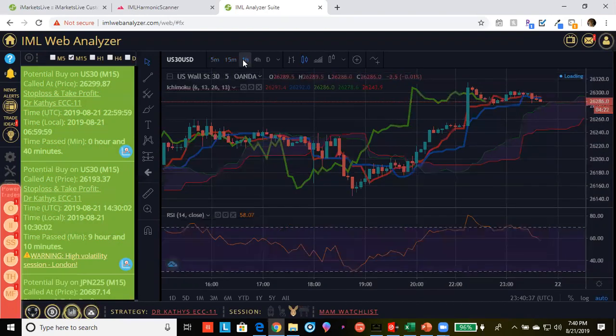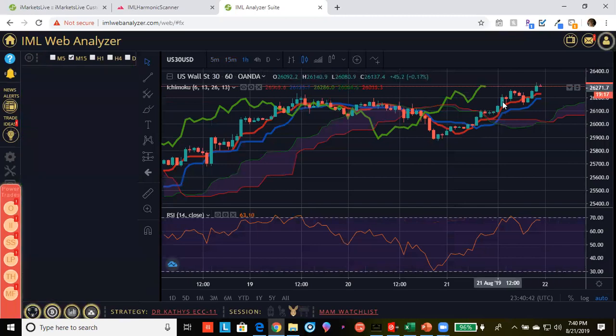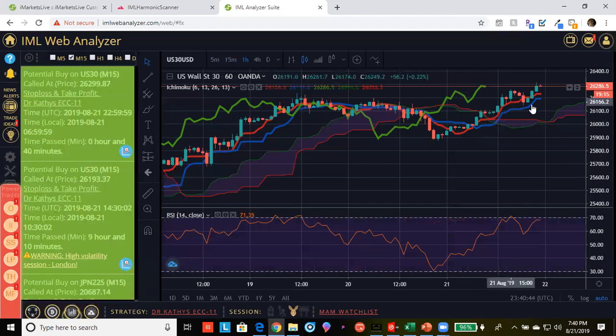1 hour chart. We're looking at that money line up there. That's a good indicator. Red line is over the blue line again, and we're above the cloud. Just be patient and watch this. We're about to get in.